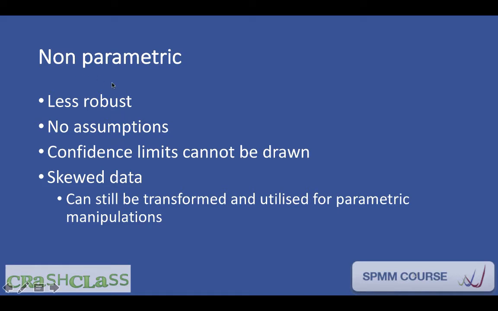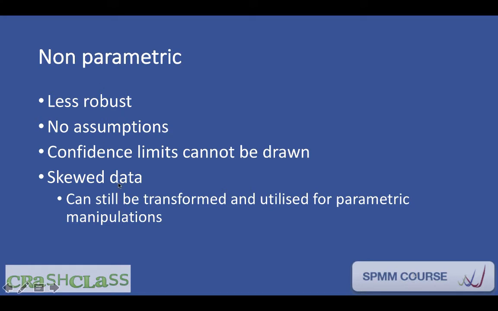But non-parametric statistics is not preferred by statisticians because it's less robust, even though it doesn't have any assumptions to satisfy. You cannot easily draw confidence limits with non-parametric statistics. You can do it if you do bootstrapping, but let me not go there. It's not easy to do confidence intervals from non-parametric statistics. So this is a problem, and it's one of the reasons why statisticians don't like non-parametric statistics. But if the data is skewed, you have to use non-parametric statistics.